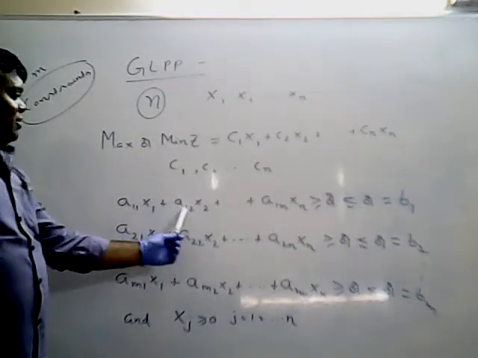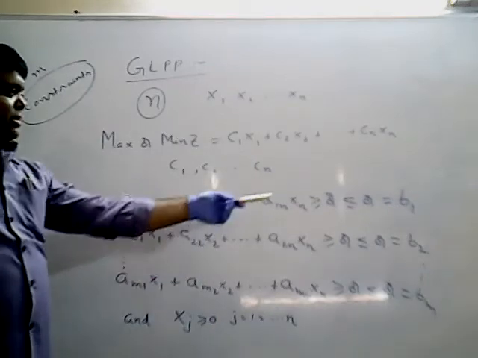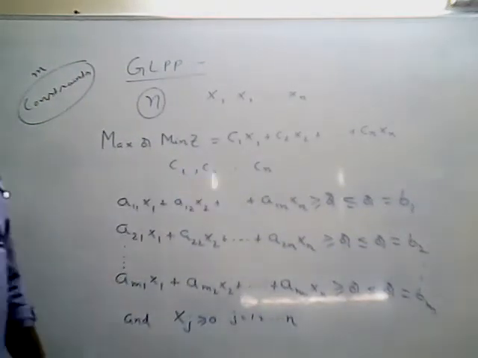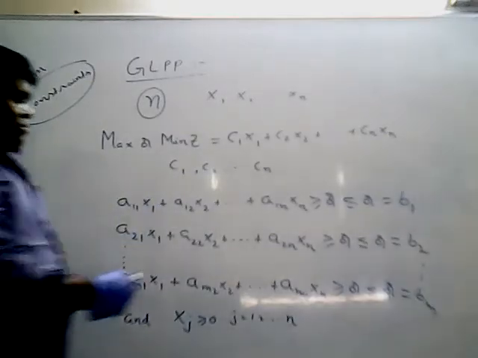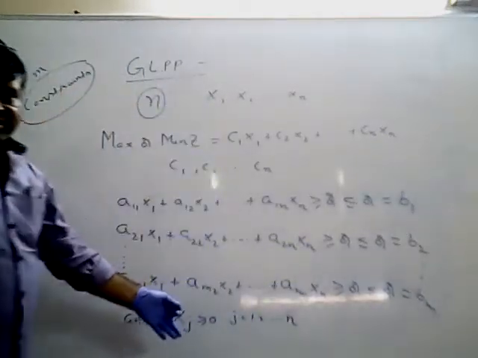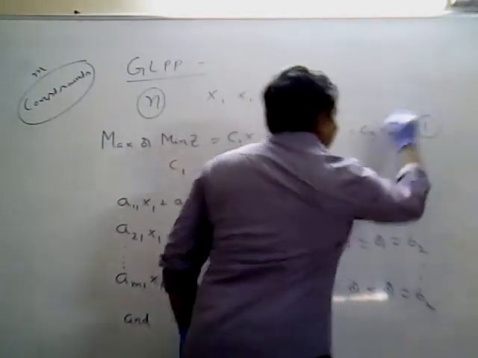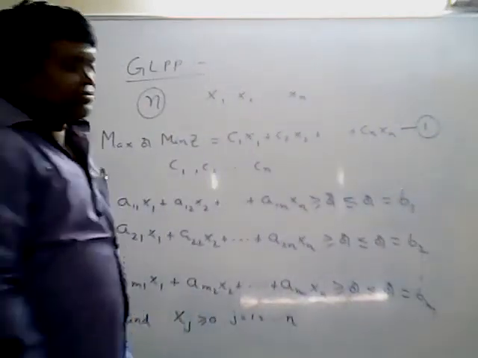Here a11, a12 are constants only. b1, b2 so on bm are also constants, like c1, c2 so on cn you have written. So all are constants only. So this is called GLPP. In this GLPP, this is called equation 1.